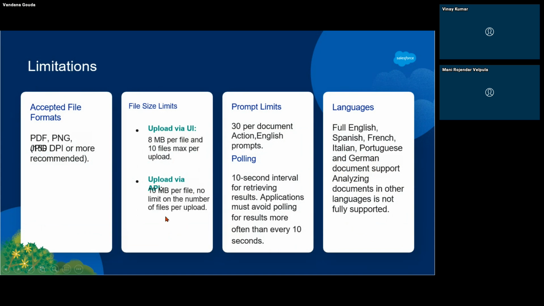The prompt limit is that for one document action we can use 30 prompts, and the prompts will be in English language only. It will support only English language prompts. We can't use a different language. But when you are uploading a document, it may be an English document, Spanish, French, Italian, Portuguese, or German. As of now, it's supporting six to seven languages for the document, but the prompt should be in English only.